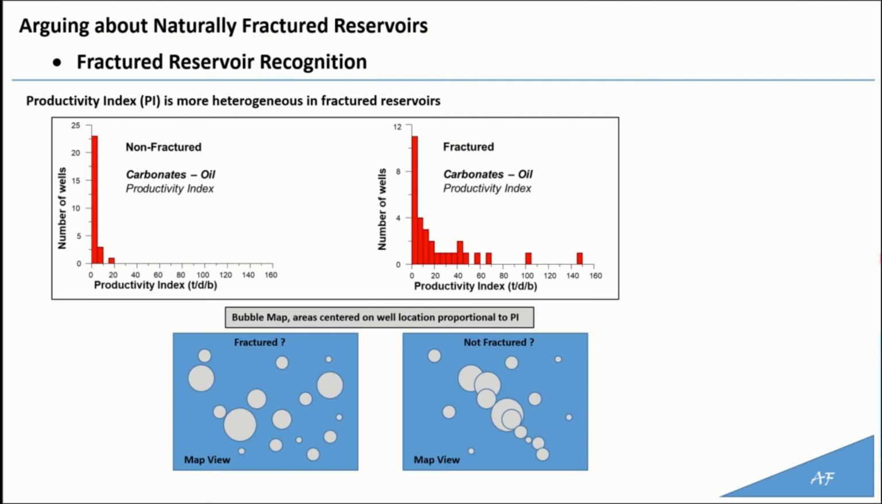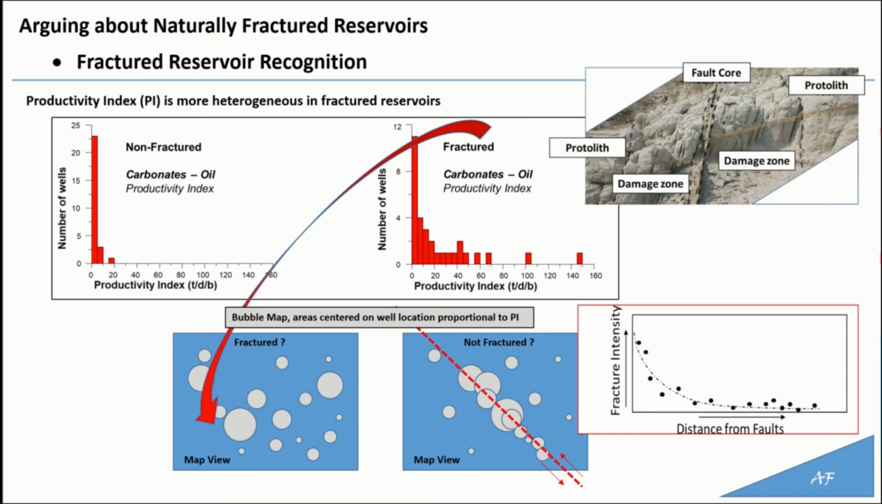For example, productivity index is more heterogeneous in fractured reservoirs, and the different values generally have a scattered spatial distribution. So, looking at the two underlying bubble maps, where the size of the bubble is proportional to the productivity index, the more scattered scenario reported by the map on the left would suggest the presence of a fractured reservoir. However, we must be cautious because a fault zone with relevant fault-related fractures could lead to a less spatially scattered scenario.